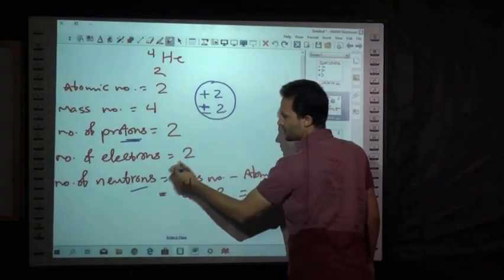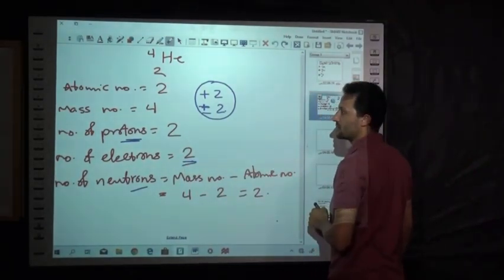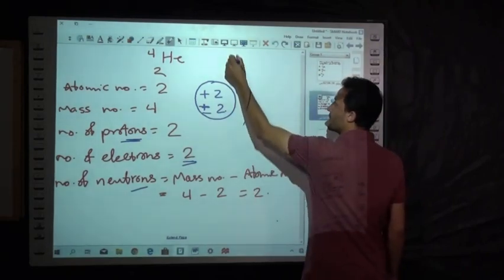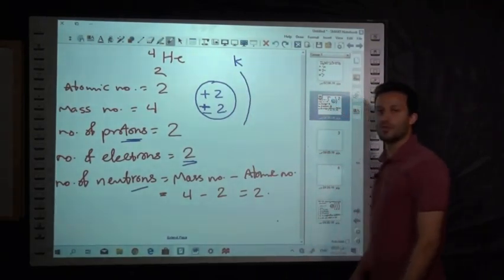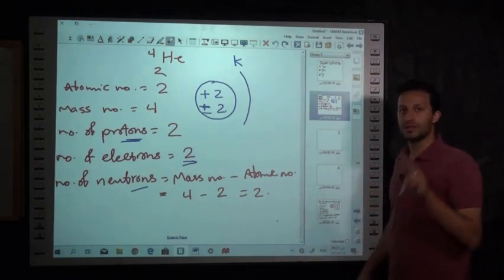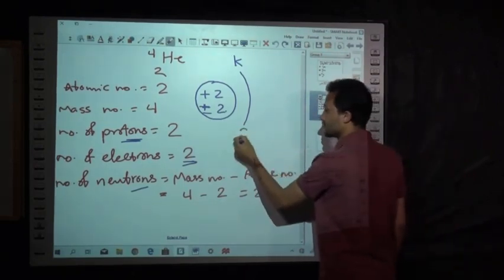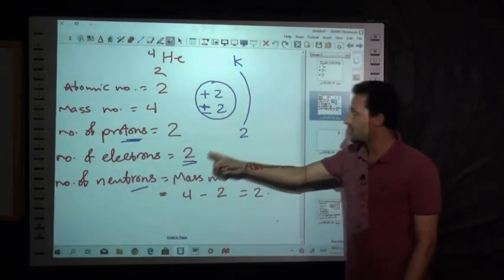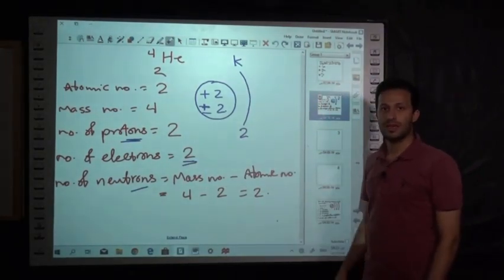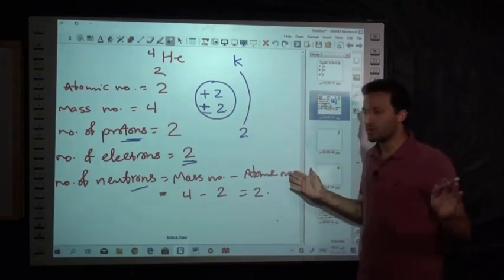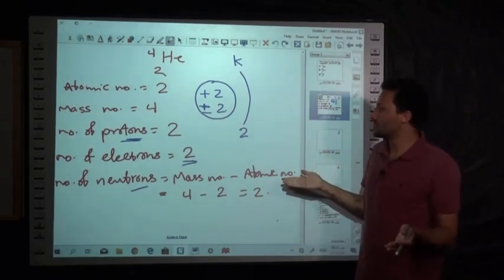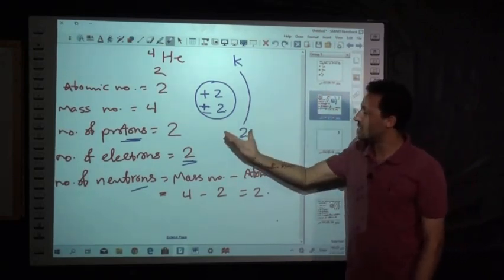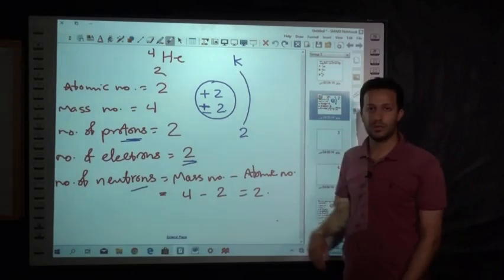We have 2 electrons for helium. So we will draw the first energy level, K, and we said before that K is saturated by 2 electrons. So we have just 2 electrons, and we will put them in the K level. We have no more electrons, so we don't have to draw more energy levels. So this is called the electronic configuration of helium.